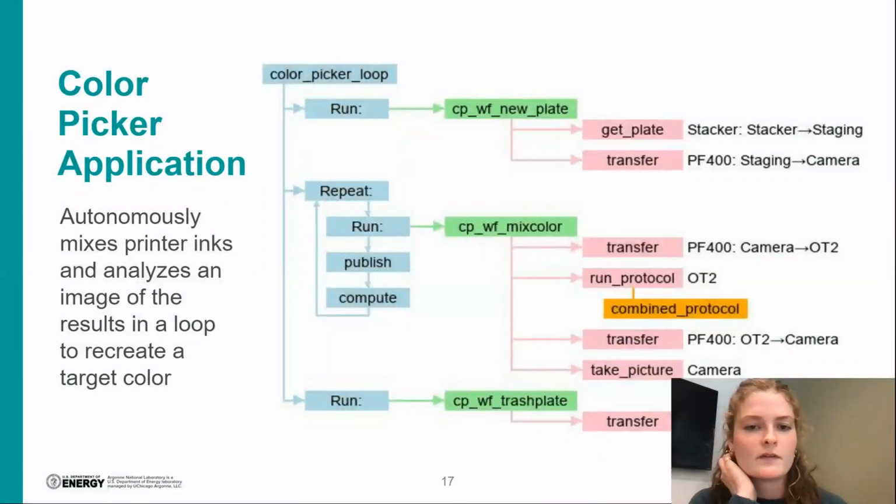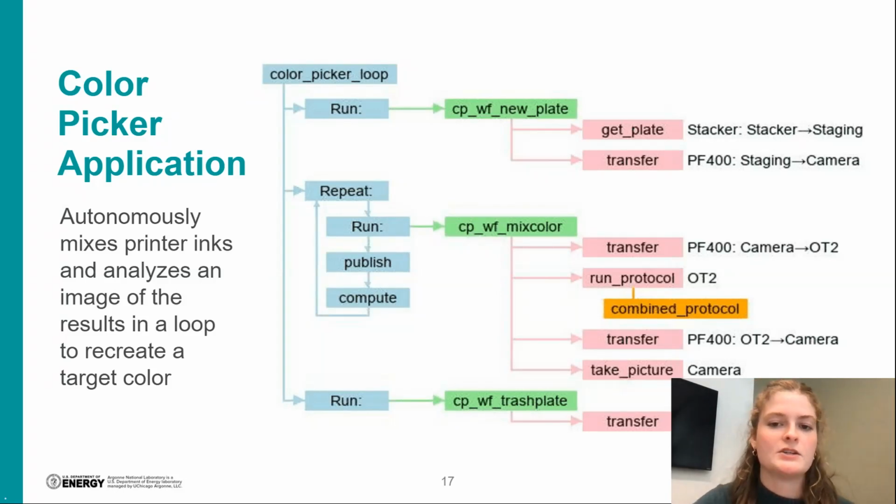Here is an example, just an overview of one specific application that we run in the rapid prototyping lab. I mentioned in the slide the two papers, and the first one is our color picker application, which autonomously mixes printer inks and analyzes an image of the results in a loop to recreate the target color. If you look at this diagram here, you can see in the blue, we would have the experiment application level. So we can inject loops. You see there's a loop there where we're looping on mixing the color. We can add decision points where we check if we've reached the target color, and we can run a different workflow depending on that decision point.